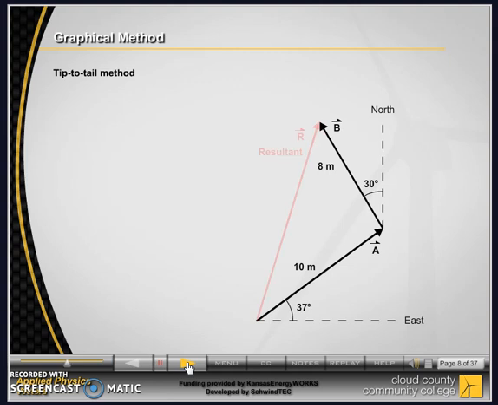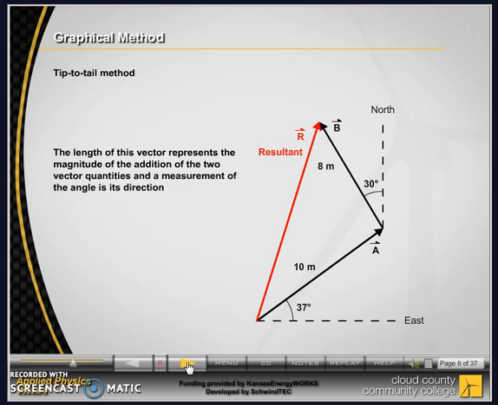On your own, draw the vector R and label it as the resultant. The length of this vector represents the magnitude of the addition of the two vector quantities, and a measurement of the angle is its direction. Applied physics students can do this type of activity by using a ruler, grid paper, and a compass. You can do this without knowing how to calculate using trigonometry if you need to. Be sure to draw these problems to scale.